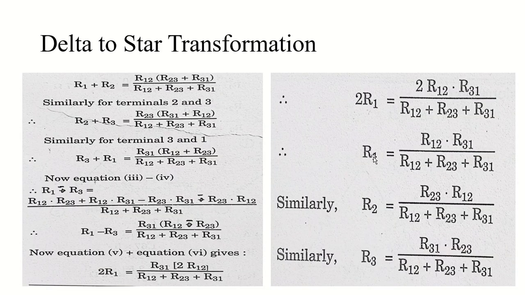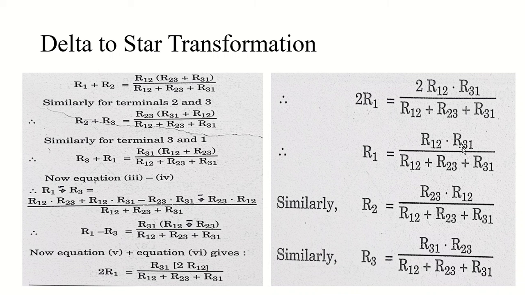See, what was the value of R1? R1's value was R12 into R31 divided by R12 plus R23 plus R31. So in R1, the denominator was the sum of all three branch resistors of the delta connection, but the numerator was the multiplication of only the two resistors which were directly connected with R1.